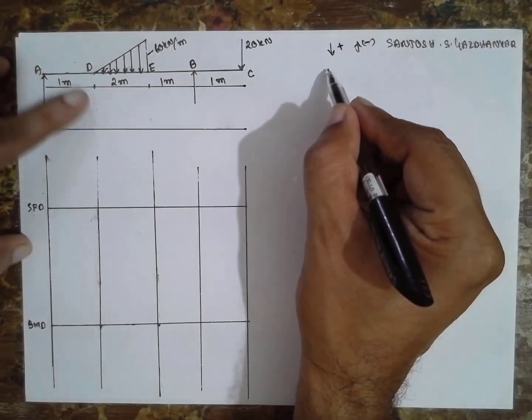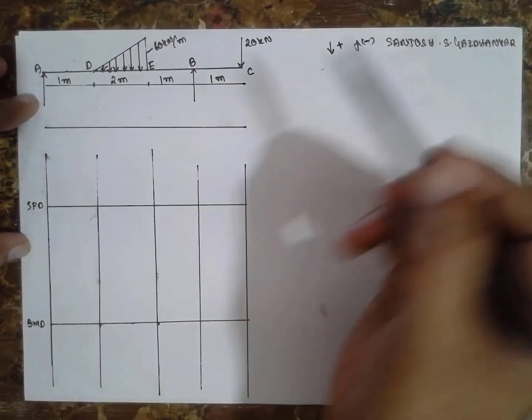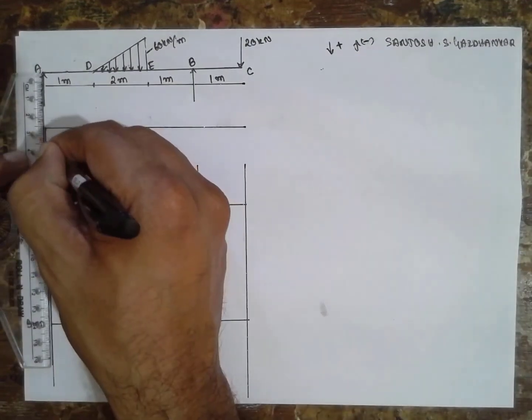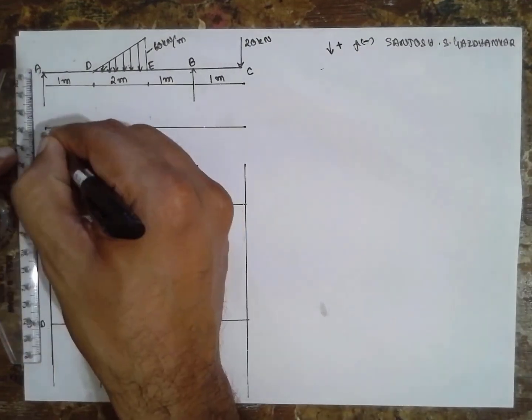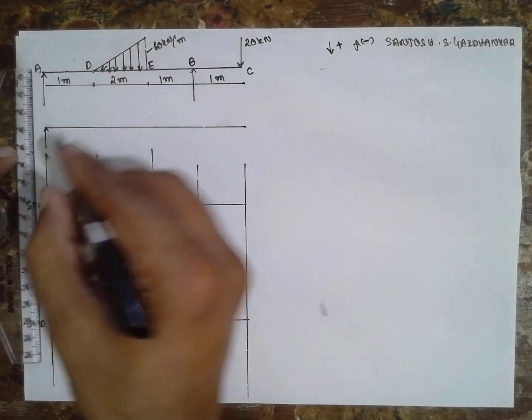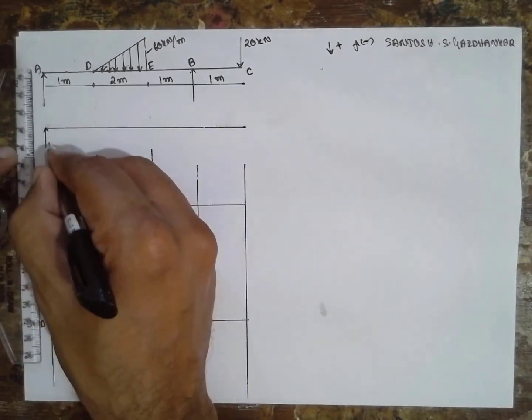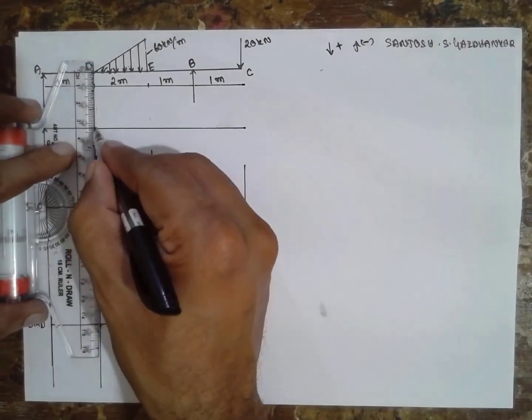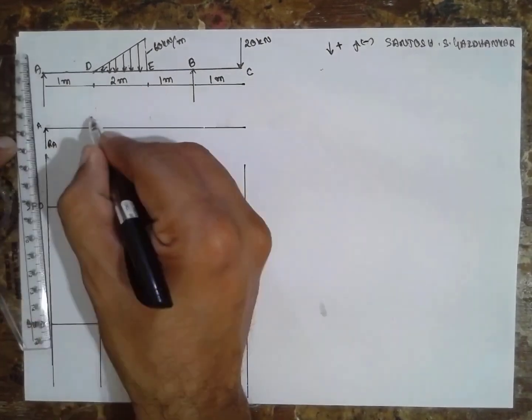Before going for the reactions, convert into point load. I'm going to convert into point load. First, this one I will keep as it is here. I will consider this as RA. This is A. This is D.